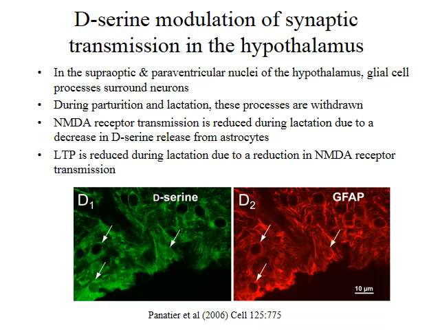Now, if D-serine is released from astrocyte processes at the synapse, and if this D-serine is important for NMDA receptor transmission, then during parturition and lactation, with the withdrawal of astrocytic processes, NMDA receptor transmission should be reduced. And in fact, this is exactly what is seen. During parturition and lactation, there is a decrease in NMDA receptor transmission, and this decrease is due to a reduction of D-serine at the synapse.